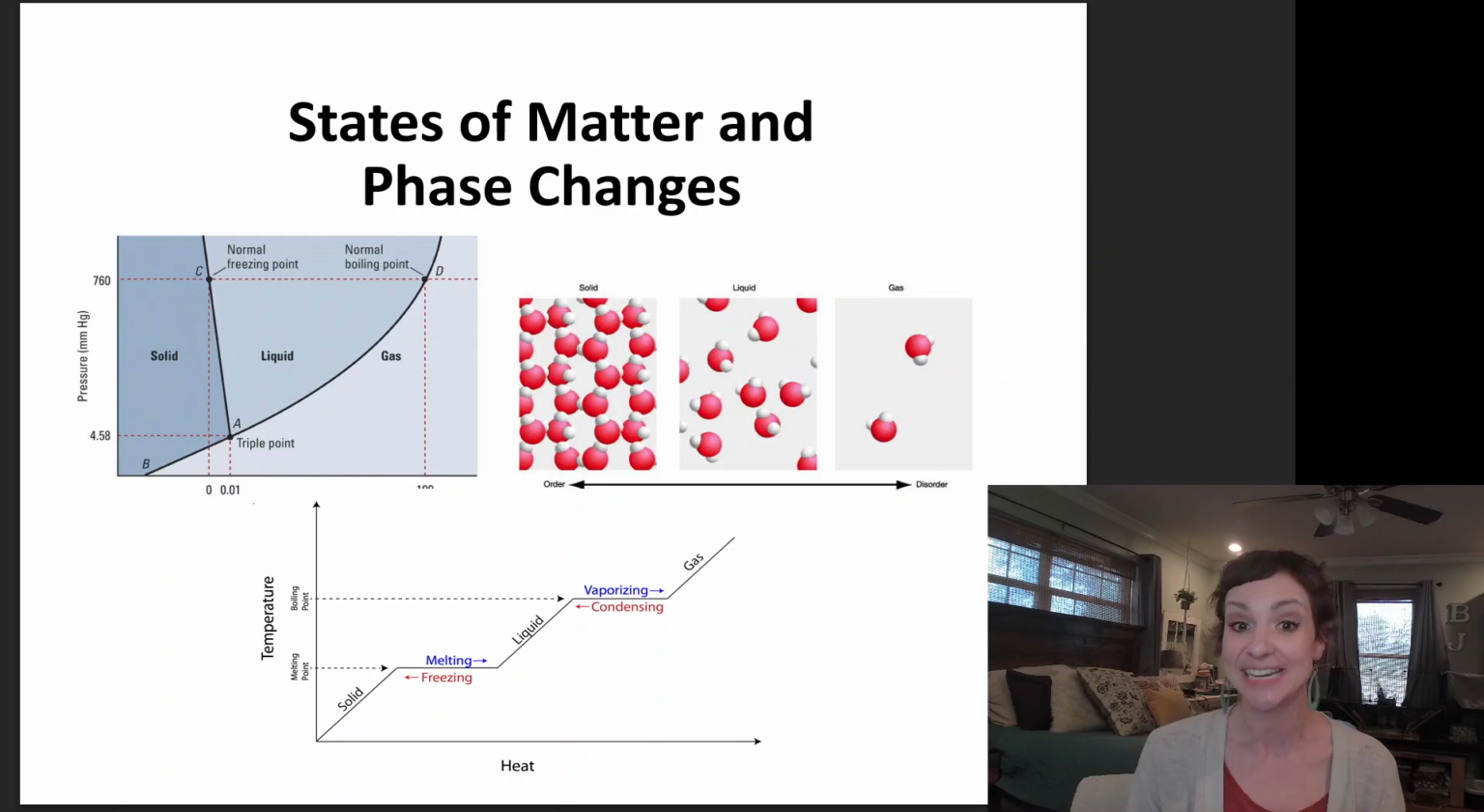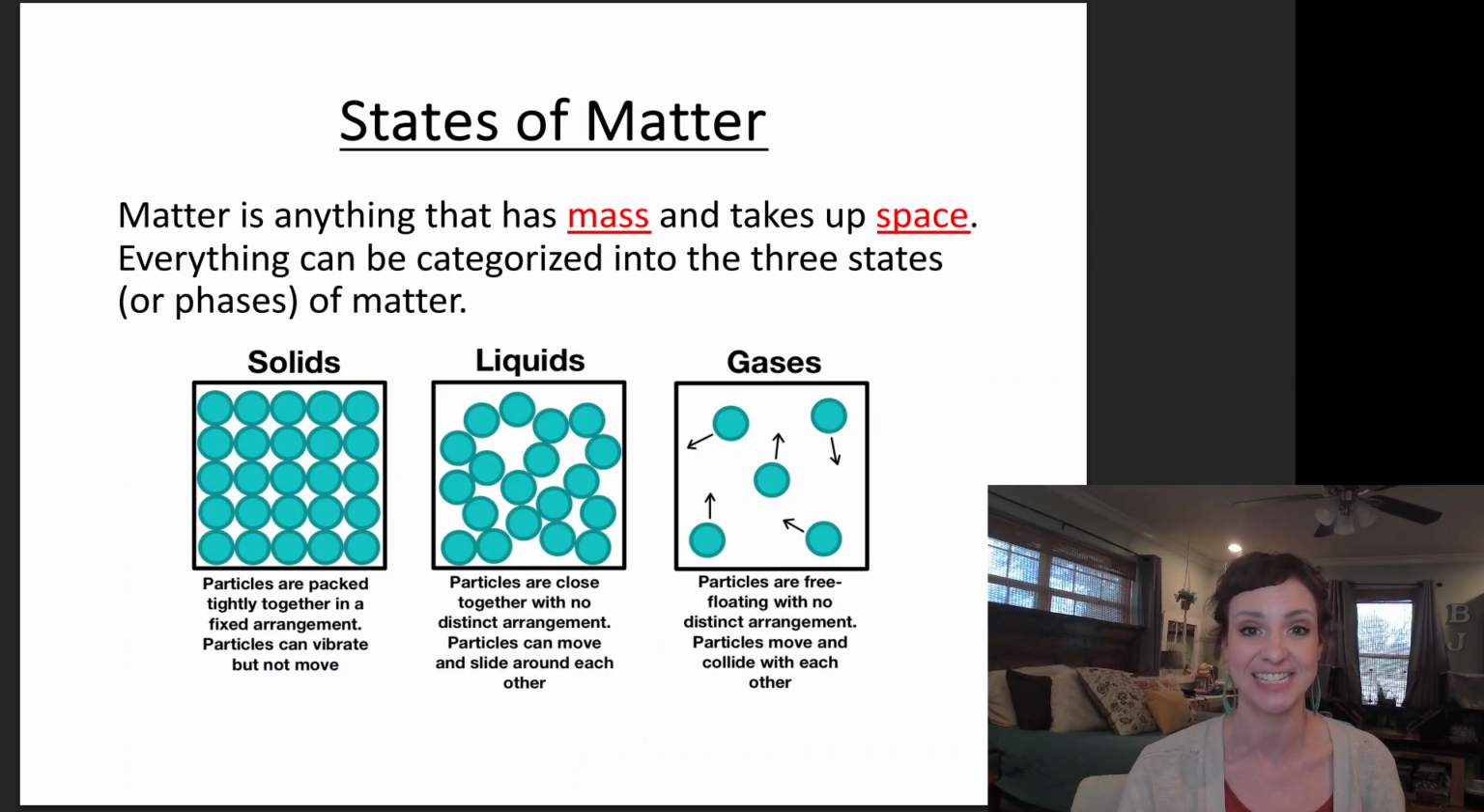You're probably going to hear some of the same terms that I've been using this unit so far, like exothermic and endothermic, releasing heat and absorbing heat, and positive and negative, all of that stuff that really wraps this unit up into a nice little present with a bow on top. So let's get into it with our states of matter and phase changes.